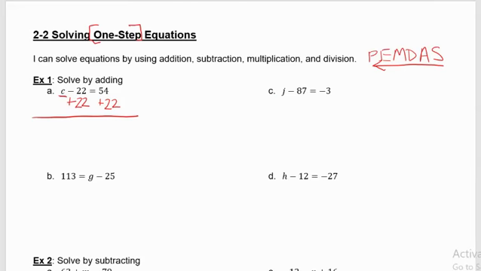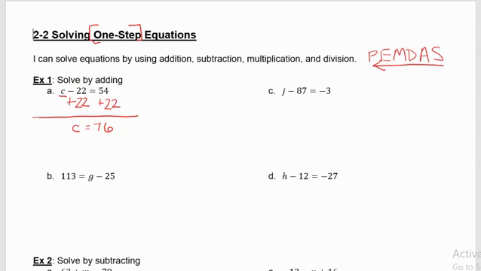Now why we're adding instead of subtracting when I have this subtraction is I need to undo it. Okay, so I want 0 to be on this side. So I have negative 22 plus 22, that's going to give me 0 here, or it's just going to leave me with C on the left side. So I have C equals, and then I'm going to add 54 and 22, which is 76. So to solve that equation, I have C equals 76.